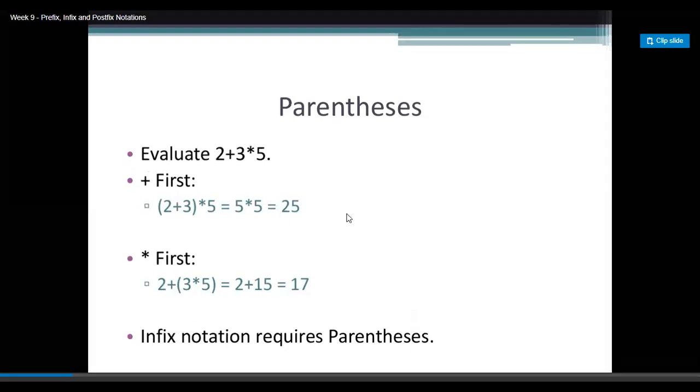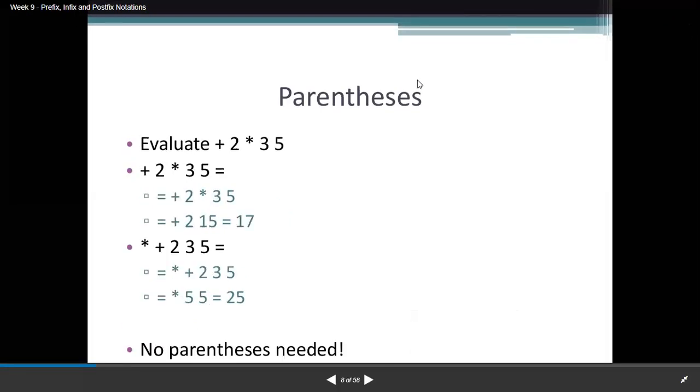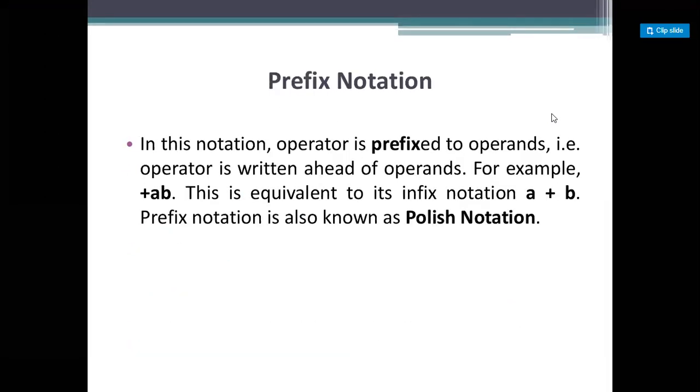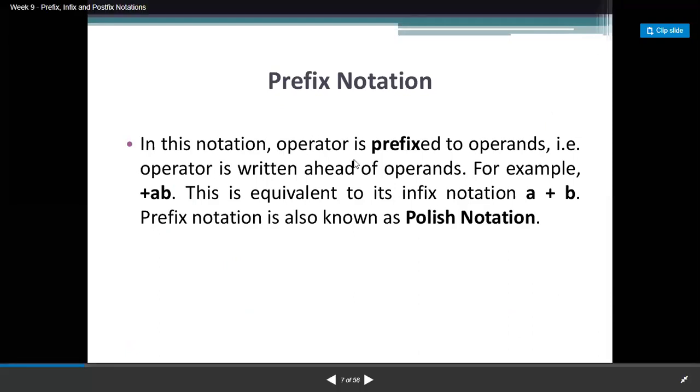Now what's the problem here? What if we use a different notation, a better approach where we don't have to worry about that? One example is prefix notation. So what is a prefix notation? It basically means that instead of writing the plus sign in between the two, that is a plus b, we'll write the plus sign before a b. So basically plus a b.